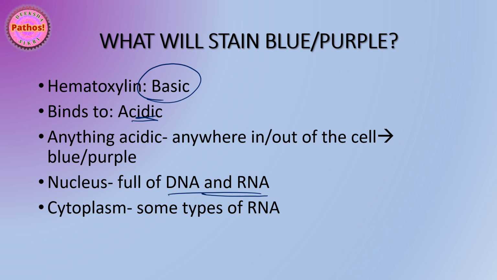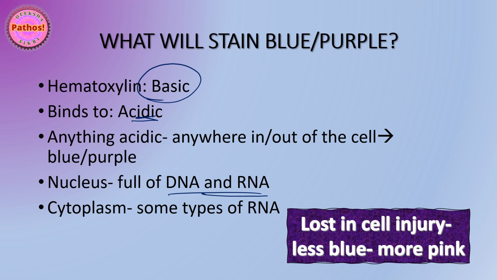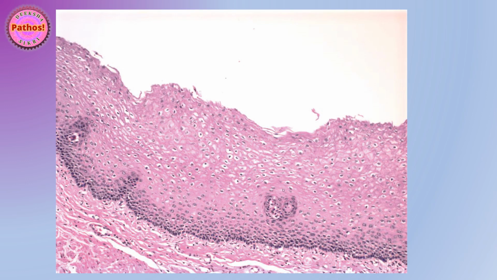Now, just to give you a recollection with the chapter of cell injury, I hope all of you recall that all of this cytoplasmic RNA is lost in cell injury, which is a reason why a dying cell looks very pink. Of course, it's also pink because of the denaturation of the cytoplasmic proteins, but this is also a very important reason. So this is just to tell you what could be blue, what could be bluish purple.